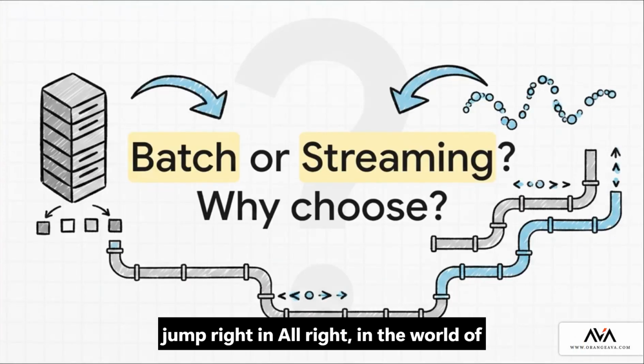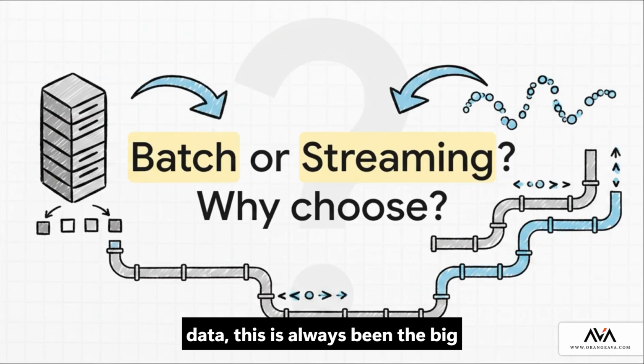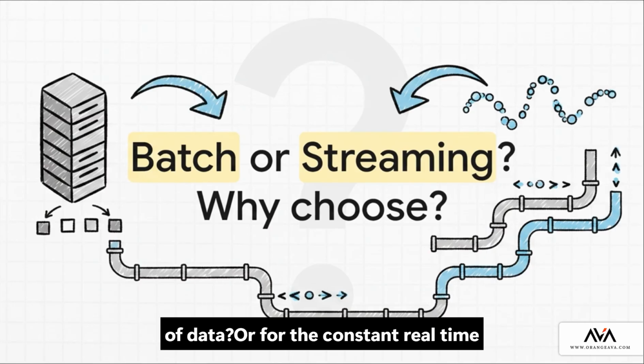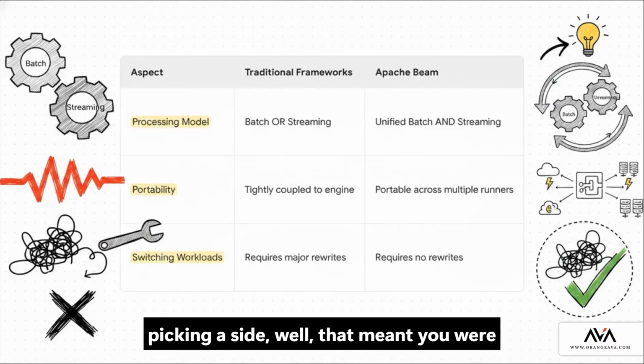In the world of data, this has always been the big question, right? Batch or streaming? Do you build for these massive static chunks of data or for the constant real-time flow? For the longest time, you had to pick one. You had to choose a side. And picking a side? Well, that meant you were basically locked in.